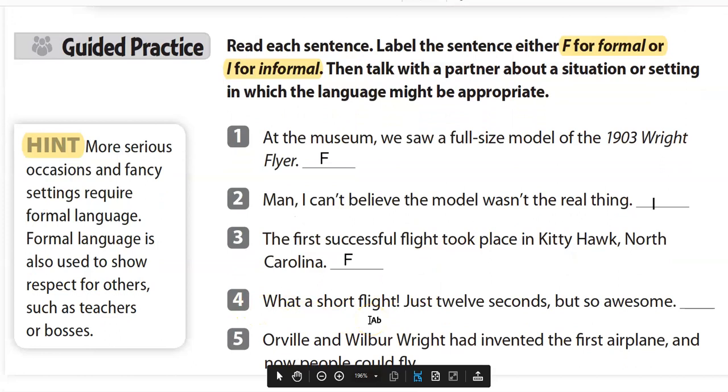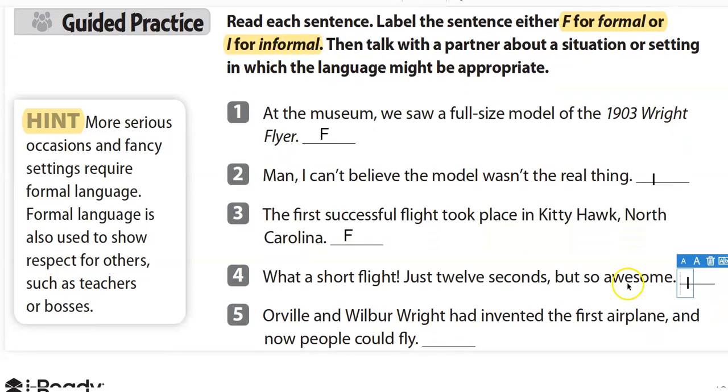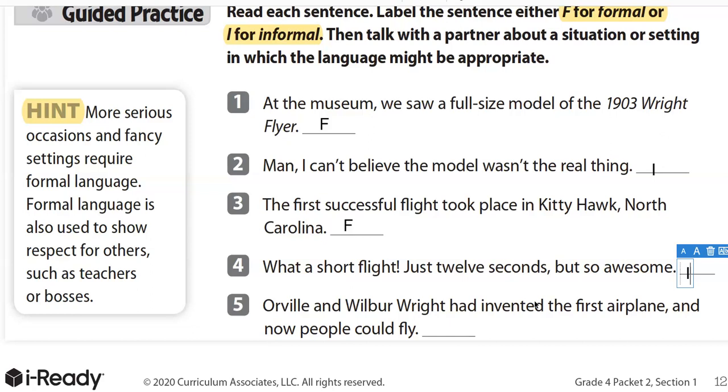What a short flight. Just 12 seconds, but so awesome. So what are some things you've noticed? I noticed they use the word awesome, and awesome is a slang expression, words that we would use with our friends. So let's put an I here for informal, because this is an informal sentence, something you would say to a friend. Let's look at number 5.